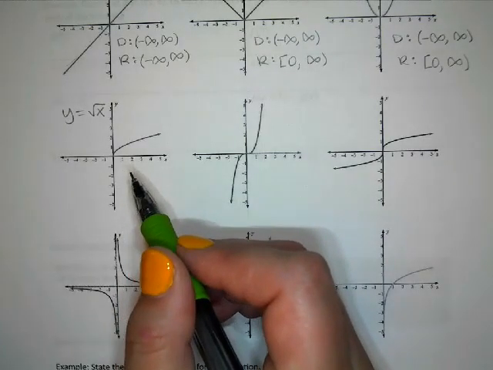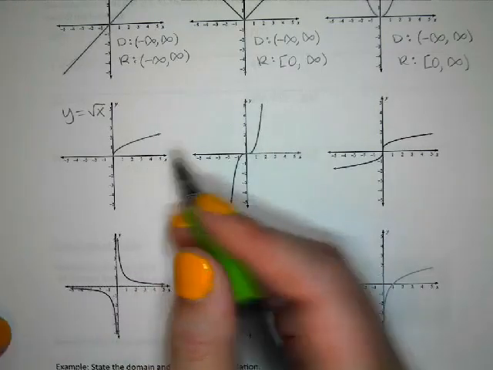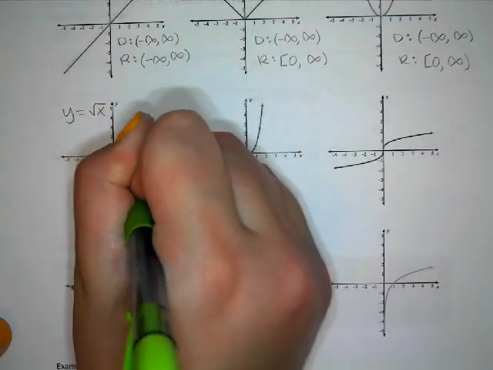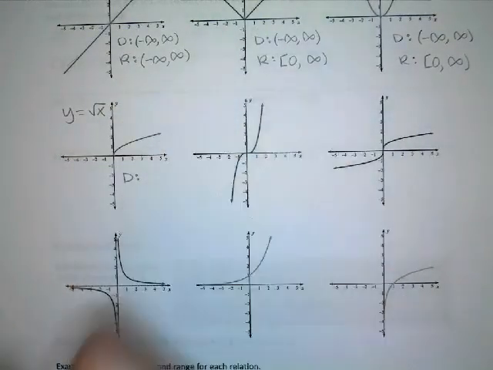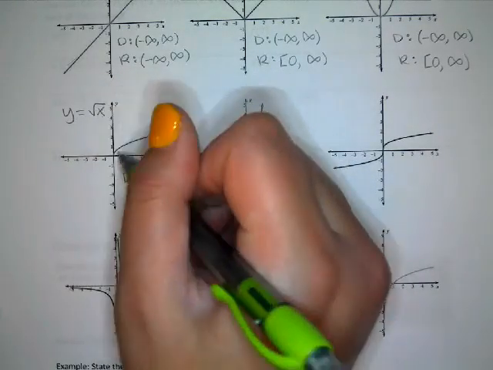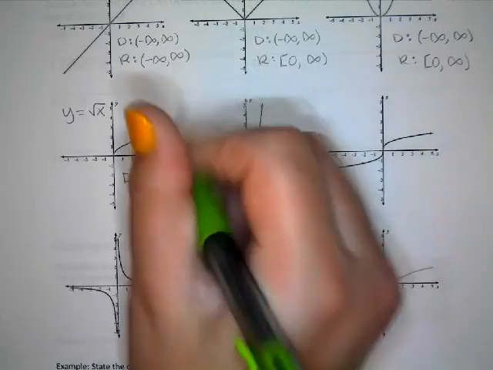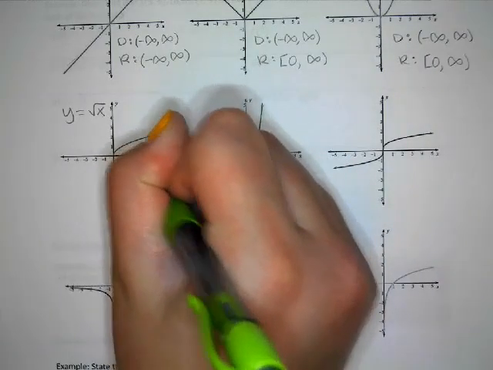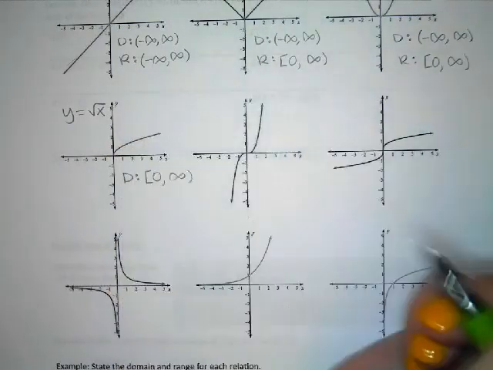And so for the domain, if we're talking about real number answers, what can you actually see on paper? We know that you can square root 0 and you can square root positive numbers. So my domain is that I can plug in 0, I can plug in positive numbers and actually get an answer that I can see.